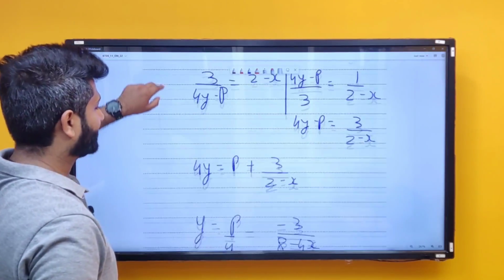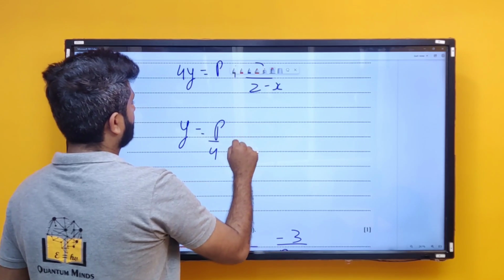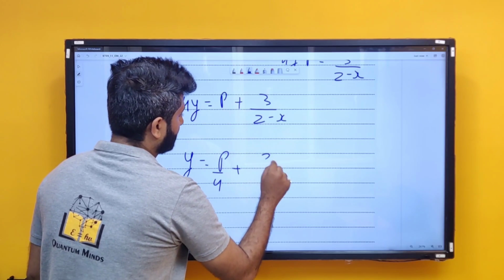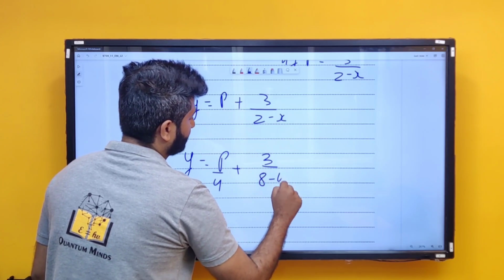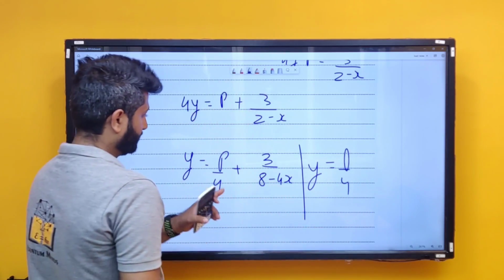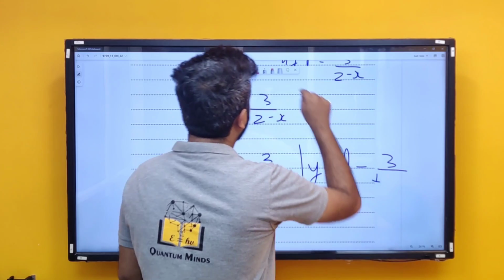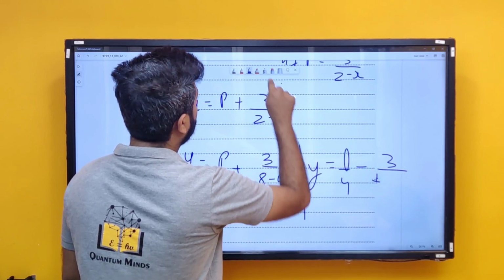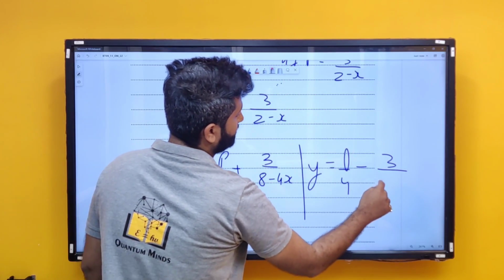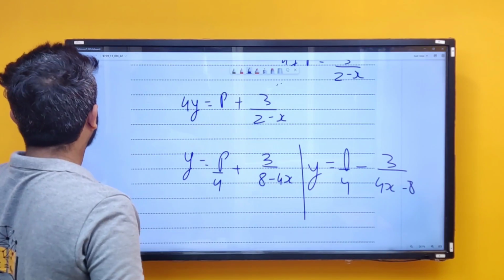Oh, this is cx minus d. Okay, this is where I made the mistake. Now I know what my mistake is. So our answer was plus 3 by 8 minus 4x, but if I take negative common, our final answer is going to be p by 4 minus 3 upon, oh, just a second, I'm not able to erase this. Yes, now I am able. So this is 4x minus 8. Now this is my answer. Yes, now we are done.